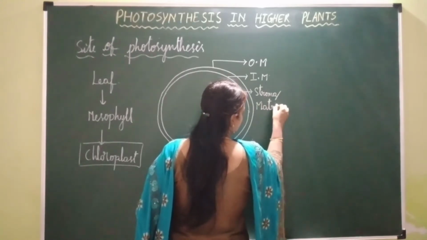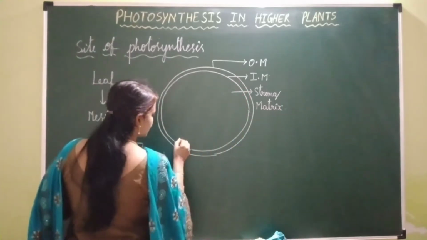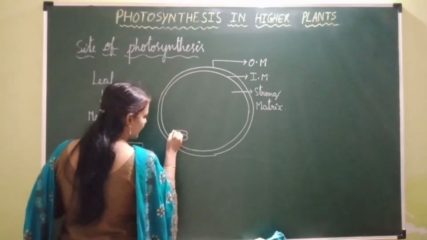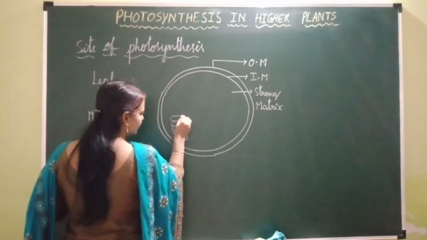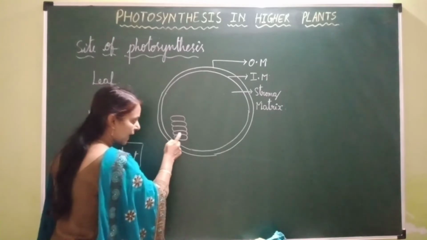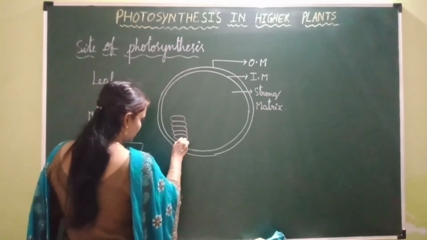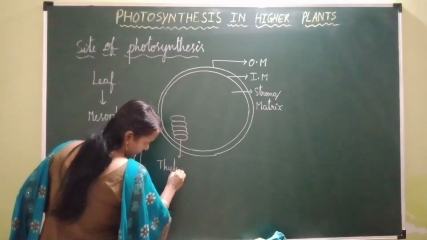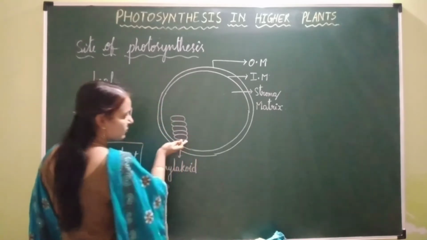Inside this matrix, thylakoid membranous sacs are present, like this, and these membranous sacs are stacked one above the other in the form of piles of coins. Each membranous sac is called a thylakoid. So this is a thylakoid, and all these thylakoids are present one above the other.